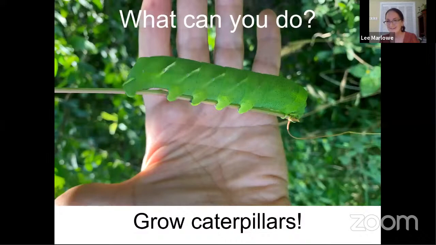It's awesome. If you don't know how important caterpillars are or how urgent the situation is for birds, you should watch it. And he said, grow caterpillars. And I absolutely love that. So how do you grow caterpillars? Well, you give them the plants they need to eat. So a lot of times, many caterpillars are host specific, meaning they only eat one type of plant.